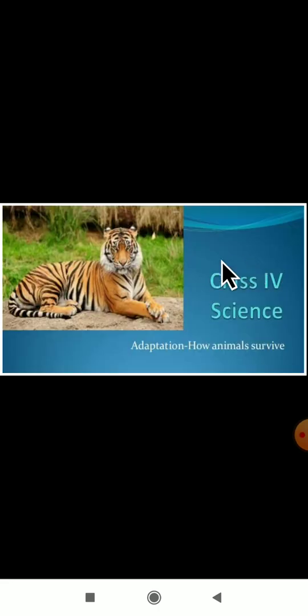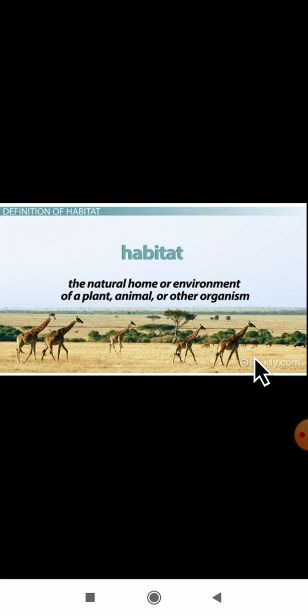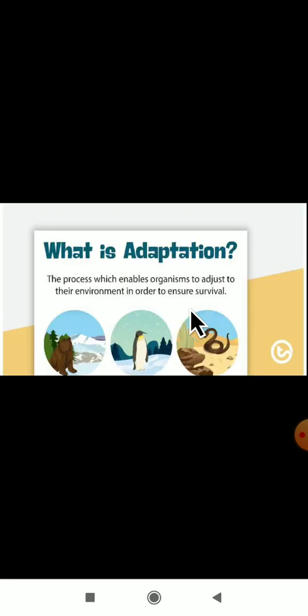Dear students, in the previous video class we were studying how animals survive, on land or inside water. Till now we have studied the definition of a habitat. What is a habitat? The natural home or environment of a plant, animal or other organism is called a habitat. Then can you tell what is adaptation? Adaptation is the process which enables organisms to adjust to their environment. The organisms adapt to that environment in order to ensure survival.